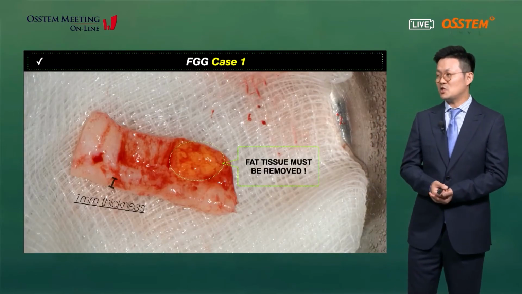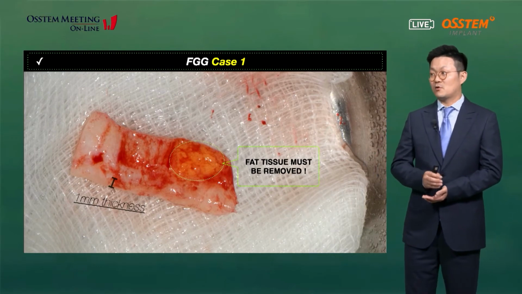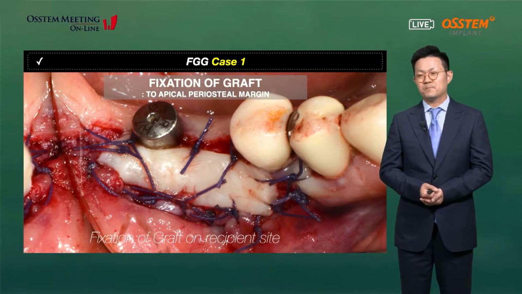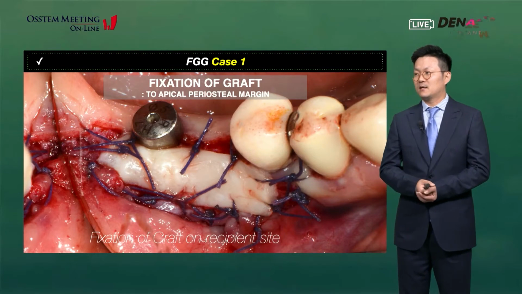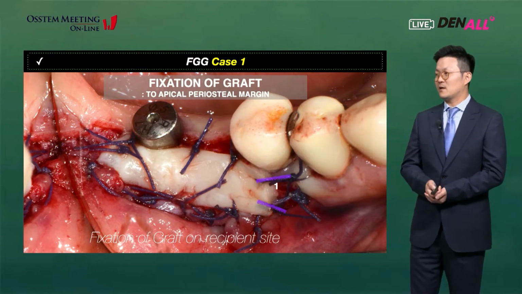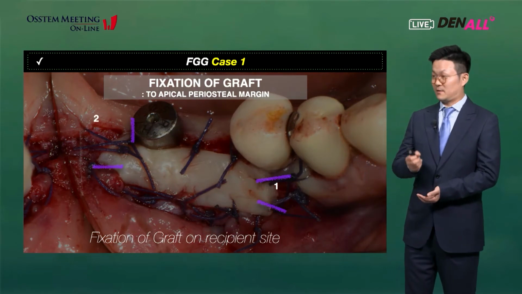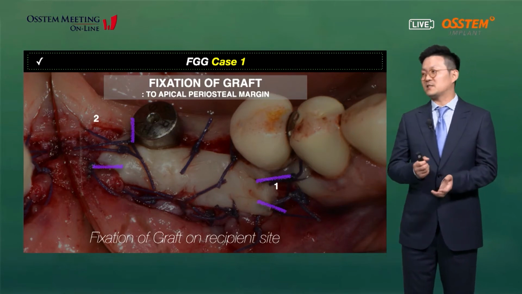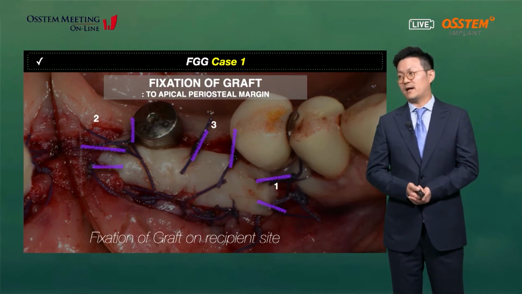After harvesting the tissue, I found fat tissue, and if we find fat tissue, we must remove it. And next, we have to fix the graft tissue on the recipient site. The order of fixation is to start from the mesial first, and after that, fix the distal. It's an easy way to get initial fixation of the graft tissue, and after that, we can place sutures on the collar and apical.